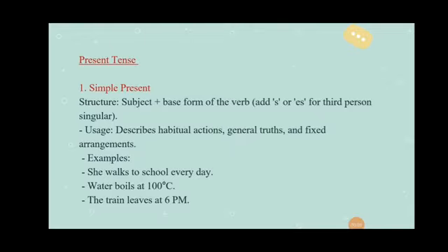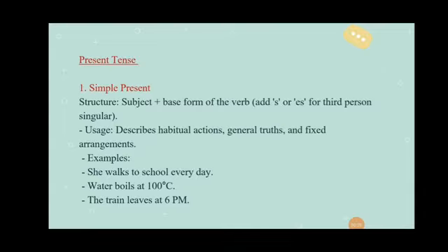Starting with the present tense, we can say that it has four different aspects. The first of which is the simple. So here we have simple present. It has the structure of a subject plus base form of the verb, and sometimes with the addition of s or es for third person singular.